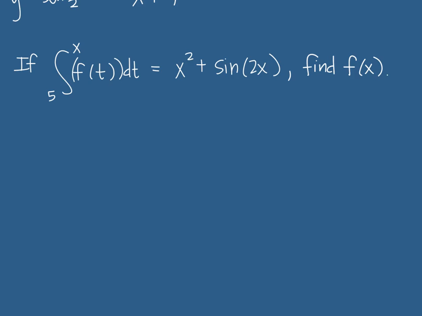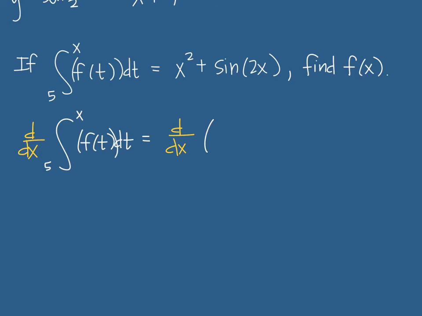Well, what do I have to get rid of? If I'm going to get the f function by itself, what do I need to get rid of? Okay, how do I get rid of that integral? What am I going to put in front of it? d dx. Okay, so I'm going to do d dx on both sides using the fundamental theorem. So d dx on this side of the integral of f of t dt, but I also have to do it on the other side. Don't forget, if you do it on one, you have to do it on the other. Okay, x squared plus sine 2x.